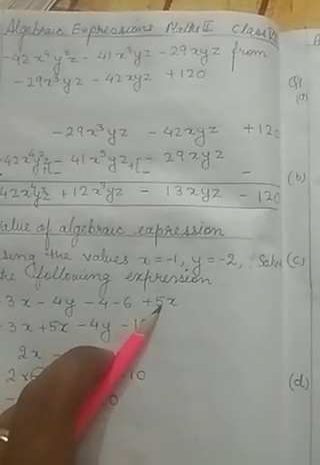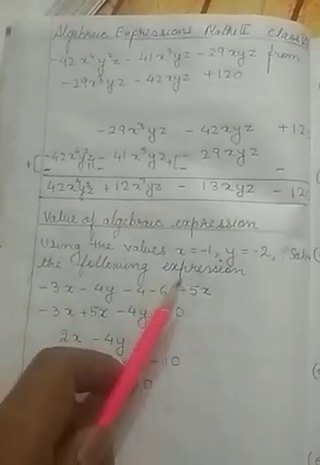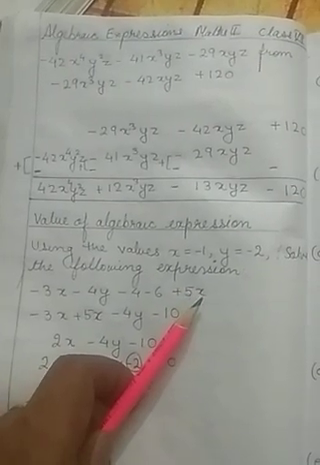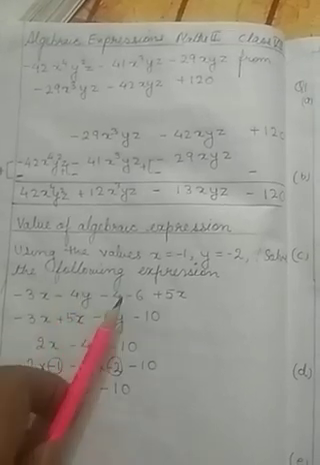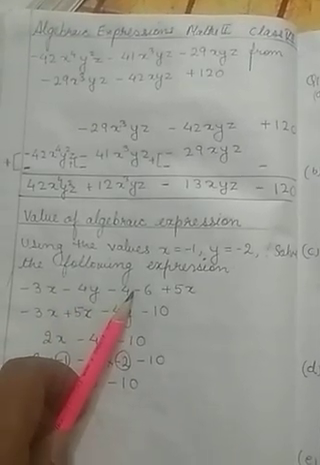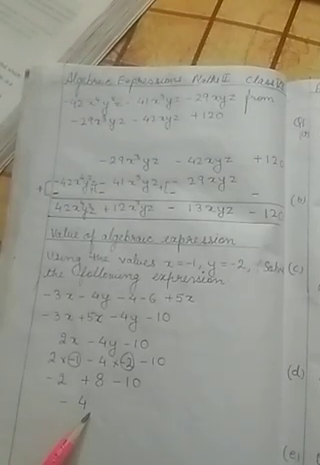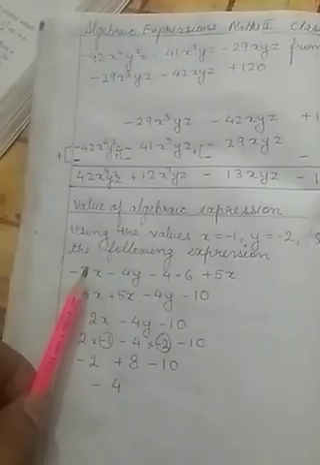And now here it was 3, here it is having minus 5. Clear? Now here you are having 8 plus 8, here you are having minus 10. If you calculate this, the answer will come minus 4. Now another method to do it.